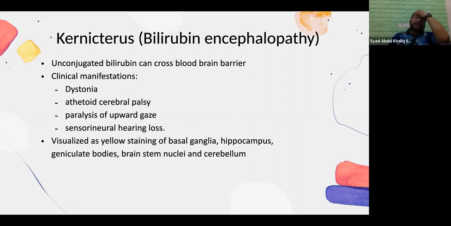Just to remind, kernicterus is actually a post-mortem diagnosis. So when the patient is alive, you should say bilirubin encephalopathy or bilirubin induced neurological deficit or bilirubin induced neurological disease. That would be preferred rather than kernicterus. Okay, so next.